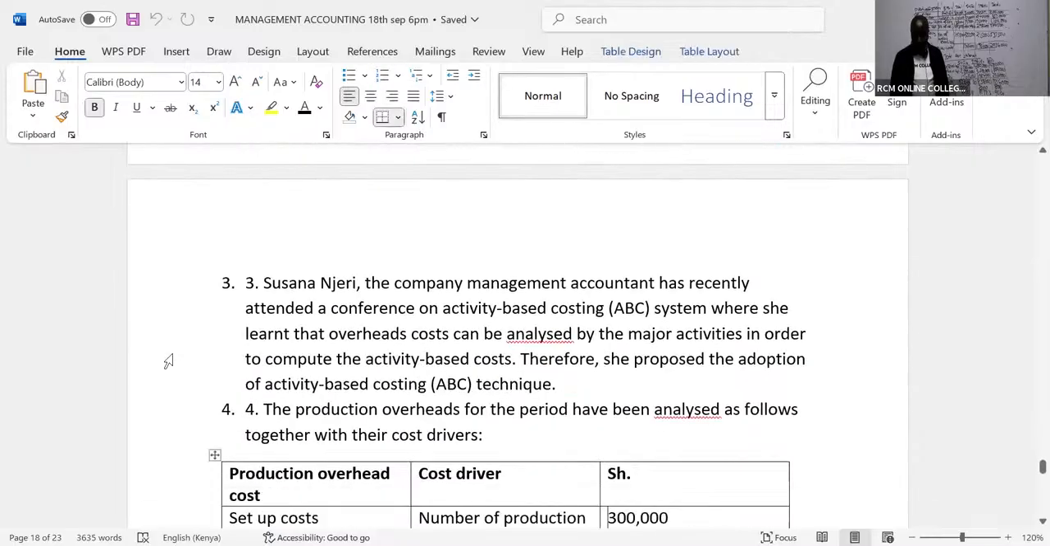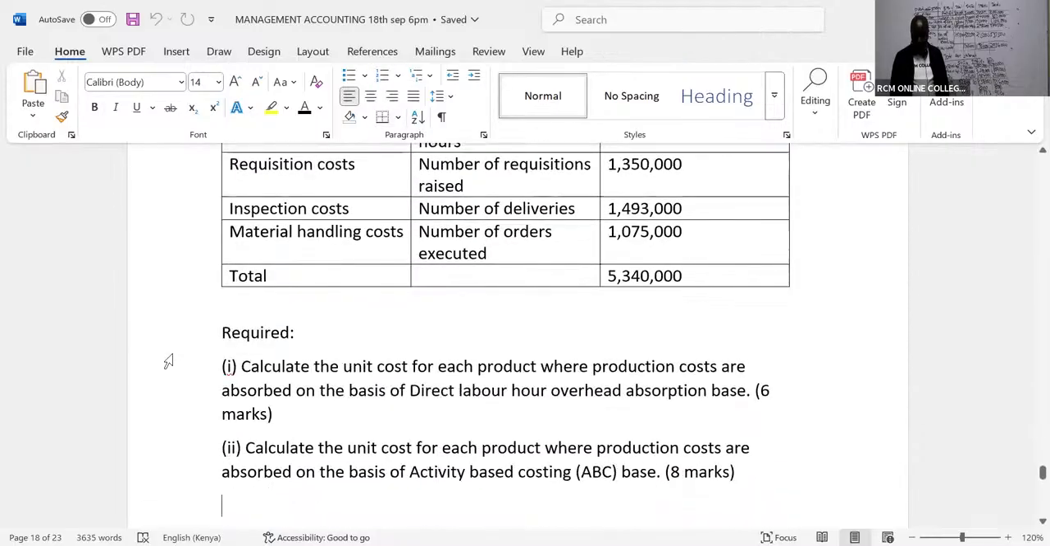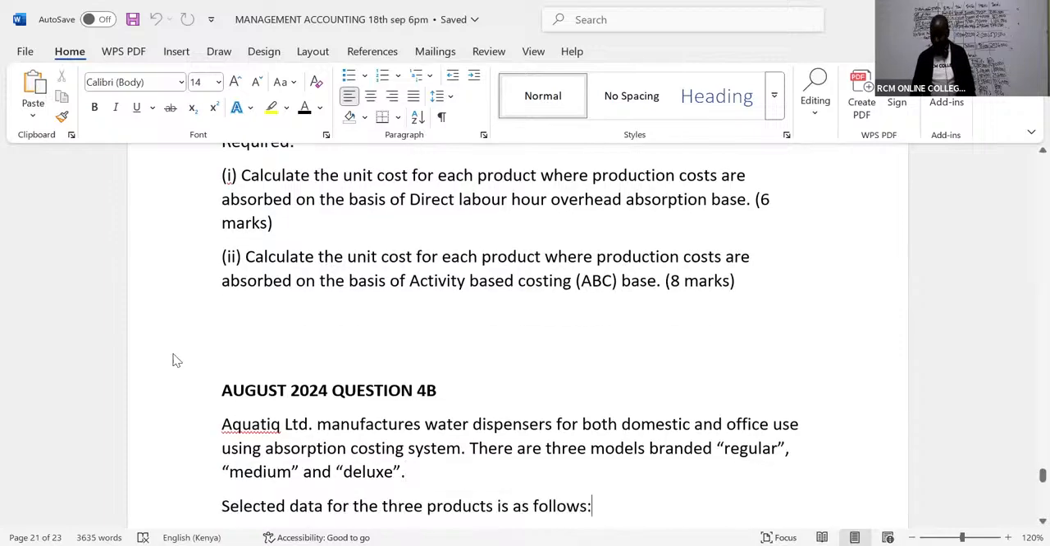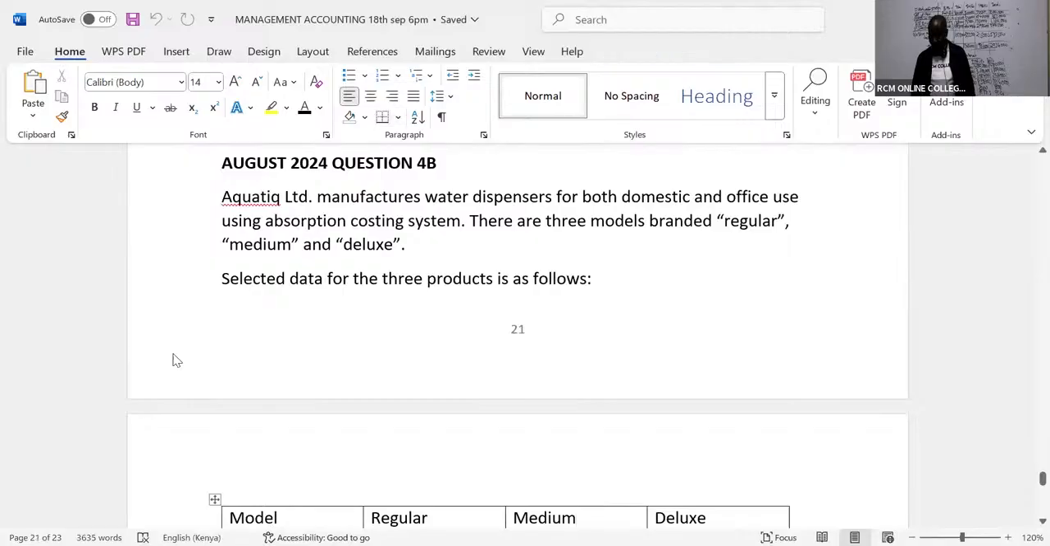The homework for you, my good students, is this: August 2024, question number 4B. Please write it down slowly so that tomorrow you will not come with excuses. No excuses. So tomorrow it's either you bring this solution or you bring a parent or a guardian. That is homework that must be done by everybody.